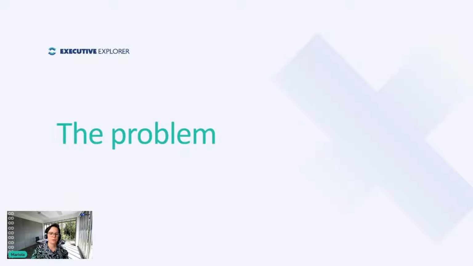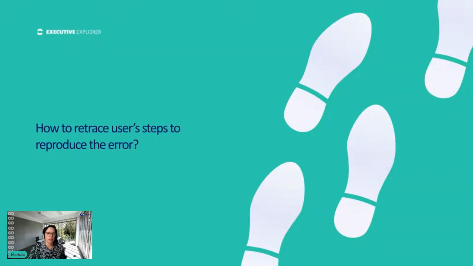Okay, so let's begin. First, let's talk about the problem that companies often have with their support, or rather the problem support teams have. One of the main problems they face is to retrace users' steps to reproduce the error. Why is it important? It's crucial to investigate what happened, find causes, and fix it.